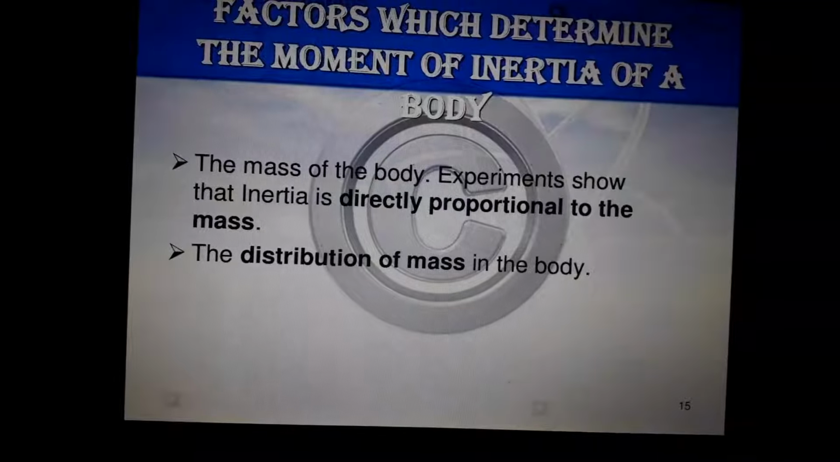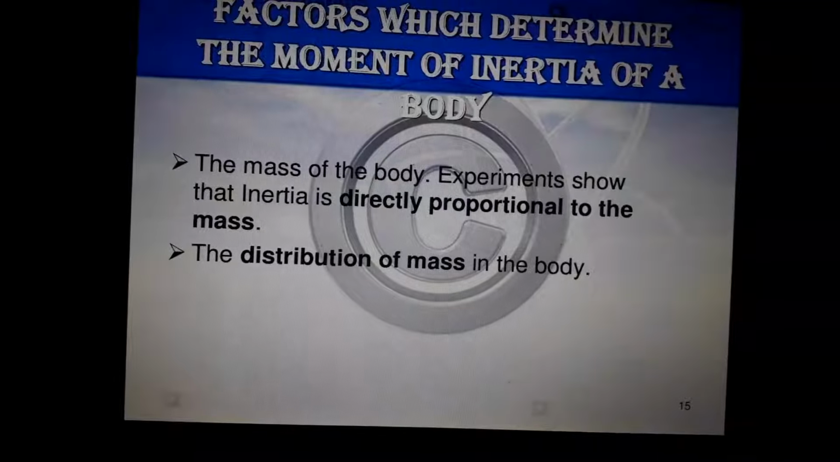That is a particular property of a body. In this case, experiments show that inertia is directly proportional to the mass, and depends on the distribution of mass in the body. Like this, you won't understand. See, this is the equation. This is the experiment conducted by Galileo, actually not by Newton, but it describes the three laws of motion.